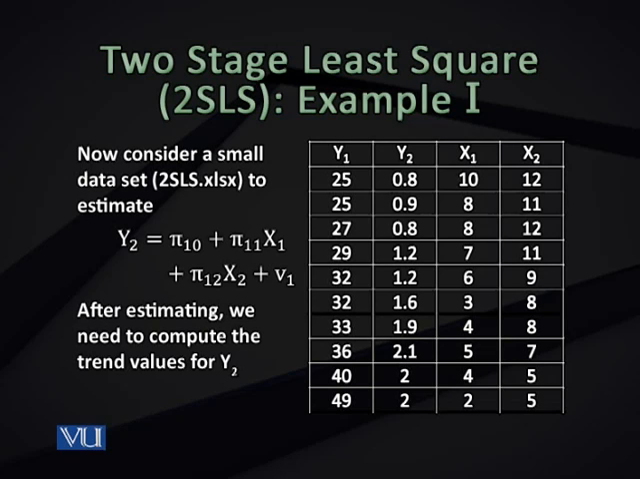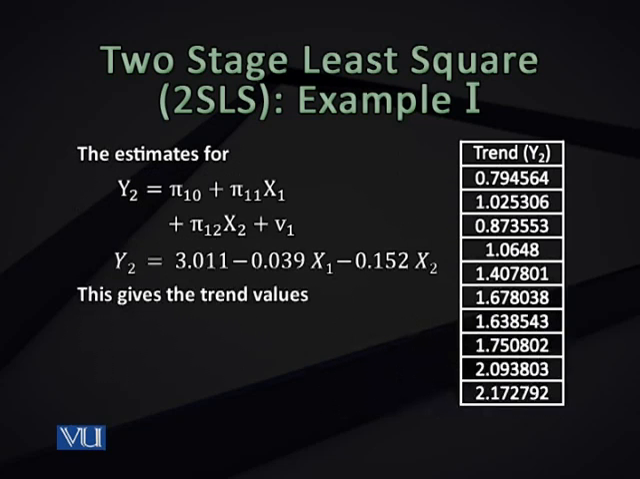You have four variables, y1, y2, x1 and x2. y1 and y2 are endogenous, x1 and x2 are exogenous. So what we need to do in stage 1 is to estimate the values of y2 in terms of a regression equation y2 on x1 and x2, which is the reduced form equation. We have done that. You can do that by the line st command. The resultant equation is y2 is equal to 3.011 minus 0.039x1 minus 0.152x2.